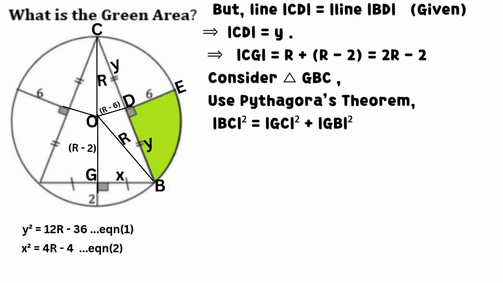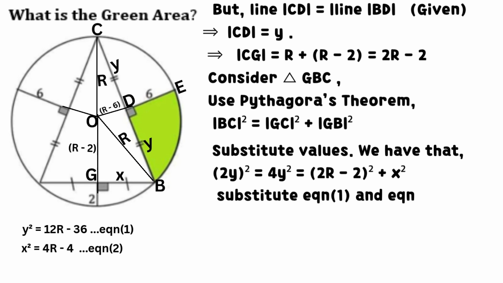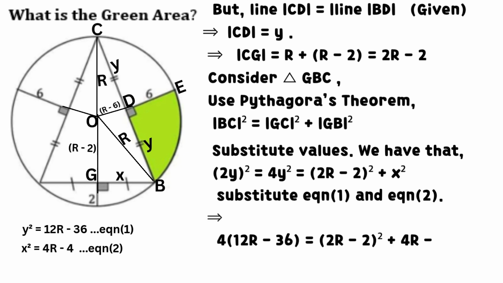Consider triangle GBC. Use Pythagoras' theorem. The square of line BC equals the sum of the square of line GC and the square of line GB. Substitute values. We have that the square of 2y equals 4 times the square of y, which equals the sum of the square of 2(r - 2) and the square of x.